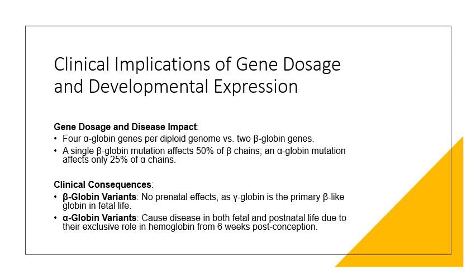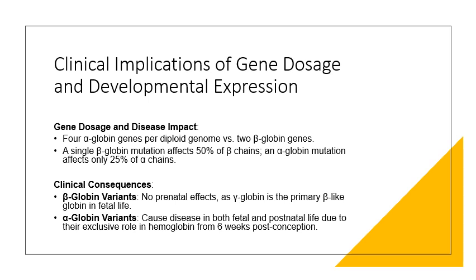But you've only got 2 beta globin genes, so a single mutation actually affects 50% of the globin chains, compared to only 25% in an alpha globin chain for a single mutation. So beta globin variants have no prenatal effect, so the fetus is not affected. The symptoms usually emerge postnatally as beta globin becomes a primary globin.